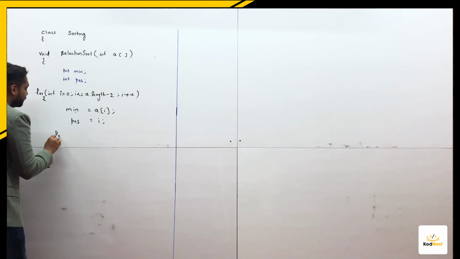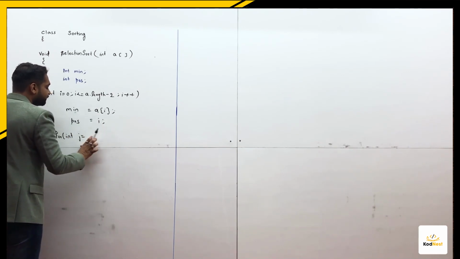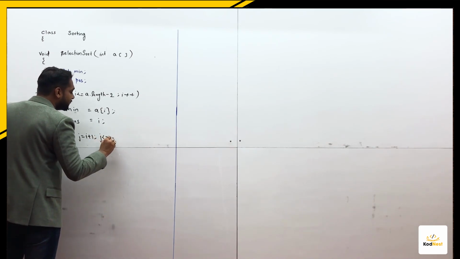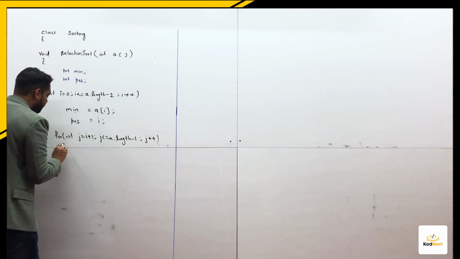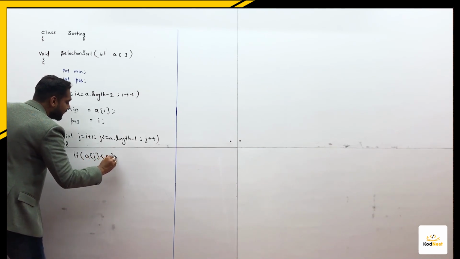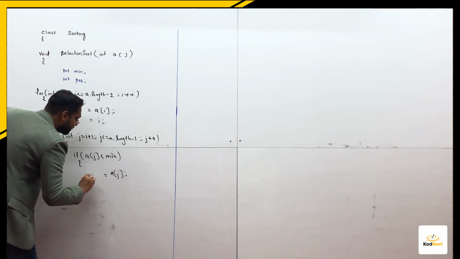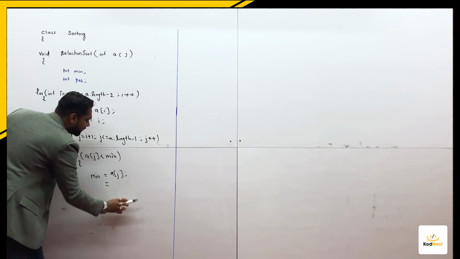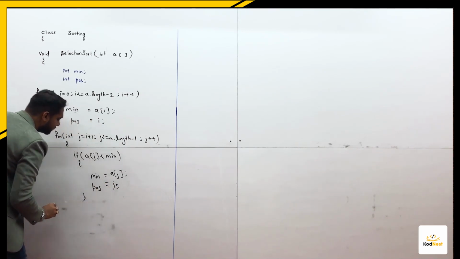For that, we will appoint one servant called j, one step ahead of i. We will make j go until array.length minus 1, j plus plus. Every time we are checking if this array of j is less than the minimum. If it is less than the minimum, whatever is there in array of j, I am giving it to minimum. Its position, which is present in j, I am giving it to pos. That is what I am doing.